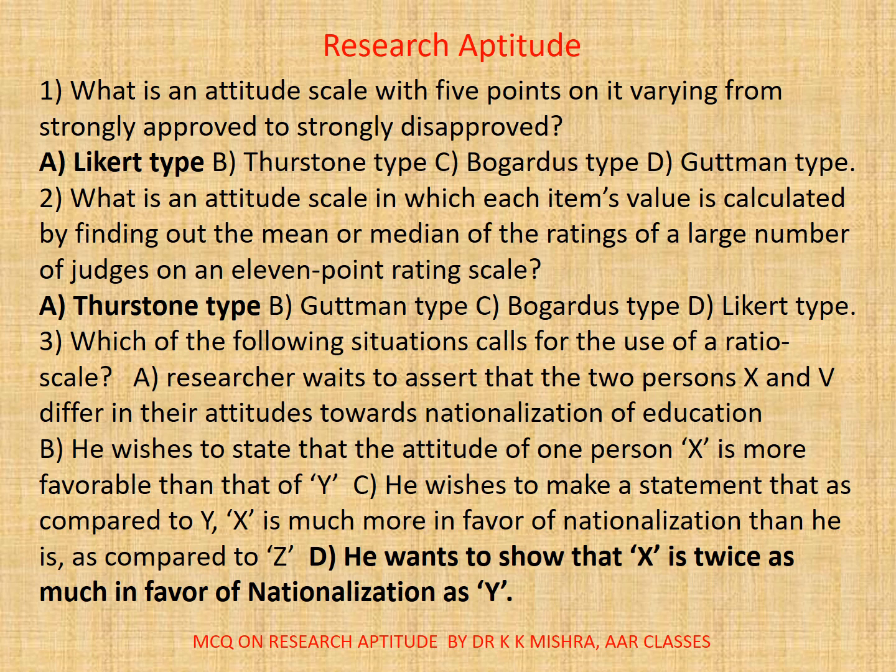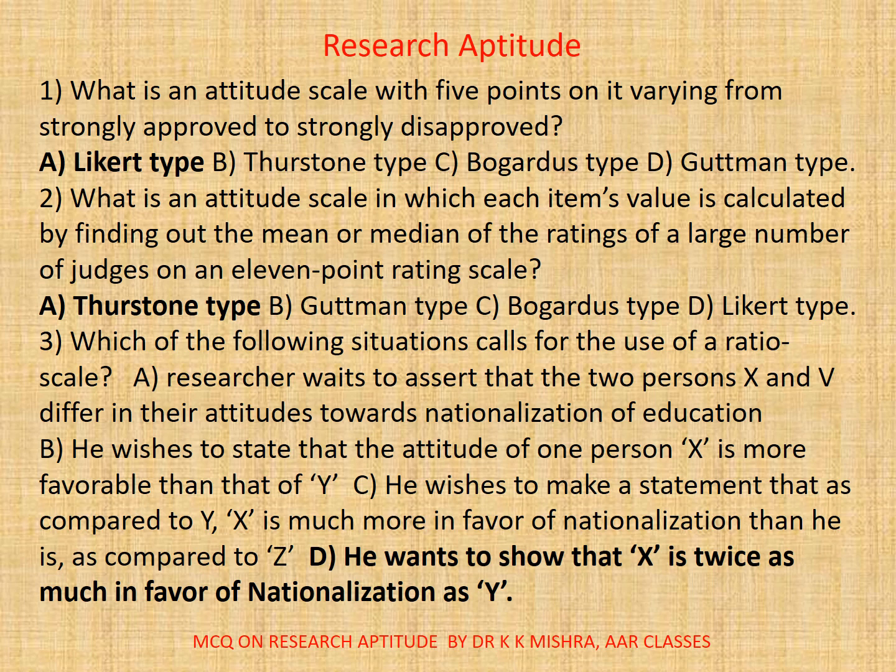2. What is an attitude scale in which each item's value is calculated by finding out the mean or median of the ratings of a large number of judges on an 11-point rating scale? A. Thurstone type, B. Guttman type, C. Bogardus type, D. Likert type. Correct option is A. Thurstone type.